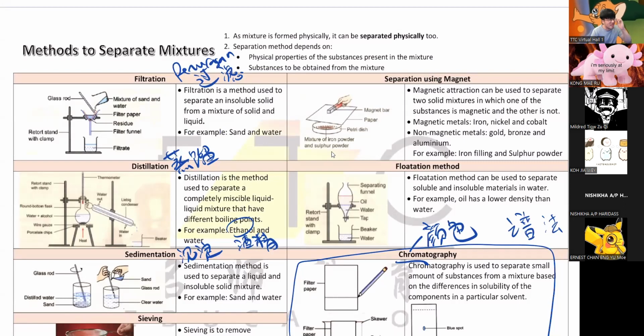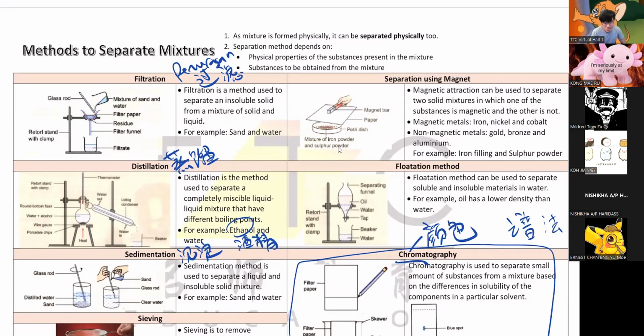What are you separating? Okay, so this is to separate sand and water. As long as it can be caught by your filter paper, then you can use this method. Okay, please put a paper here. I mean, the paper is the one that separates everything.